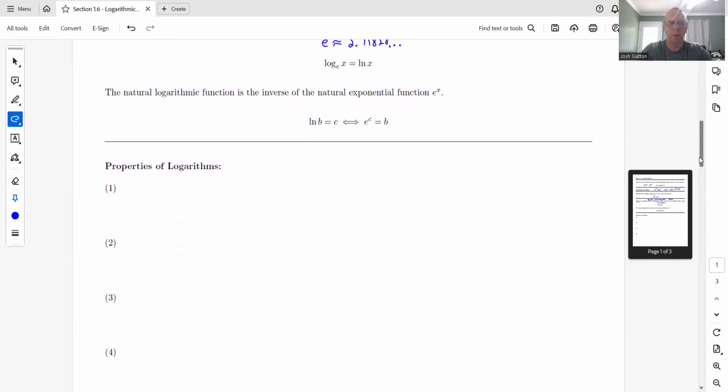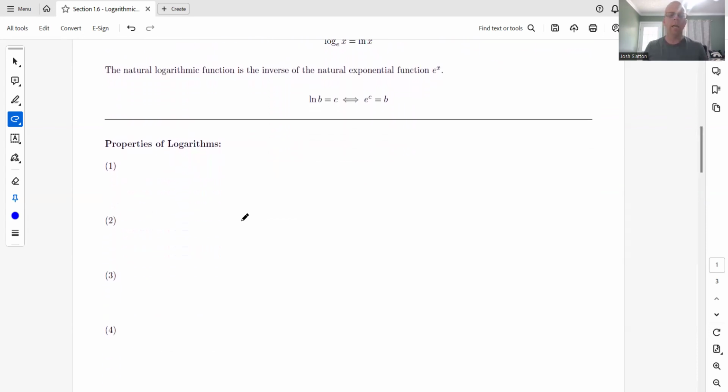All right, so we have some properties that we can talk about. The first property is basically the cancellation. Since these are inverses of each other, we can use that. So if we have log base a of a to the x, the a's and the log cancel out, and we just have x. And likewise, this works with any base, but we'll use e. If we have e to the ln of x, the e and the ln are inverses, and they cancel each other out, and we just have x. You use that a lot when we're solving equations.